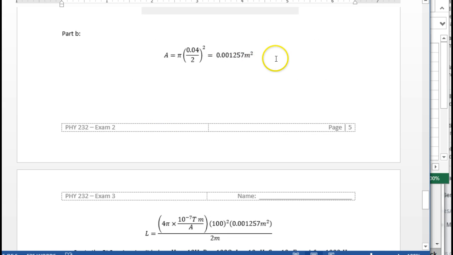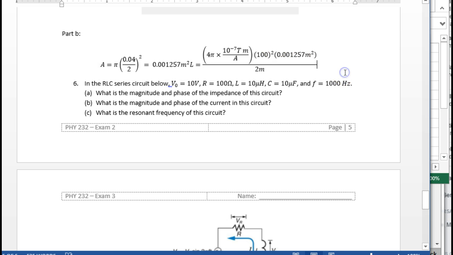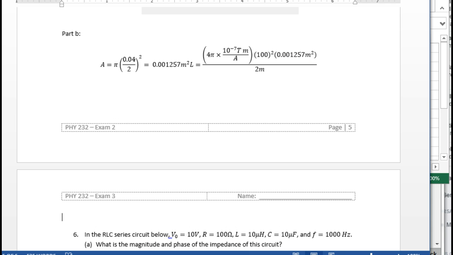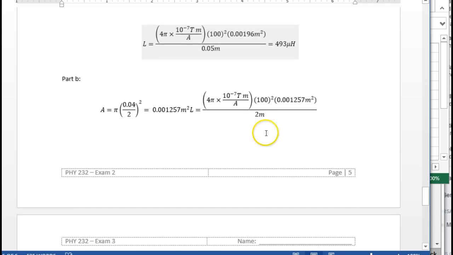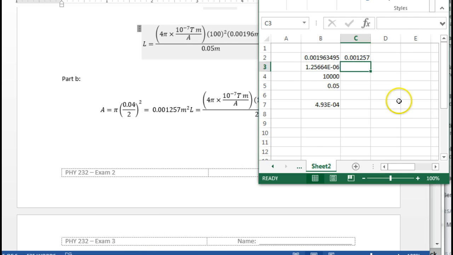And let's go back to Excel. So now that's 2 meters, right? The permeability of free space is the same. Number of windings squared is the same. And so it's going to be the permeability of free space times the number of windings squared times the cross-sectional area of the loop, divided by the length.